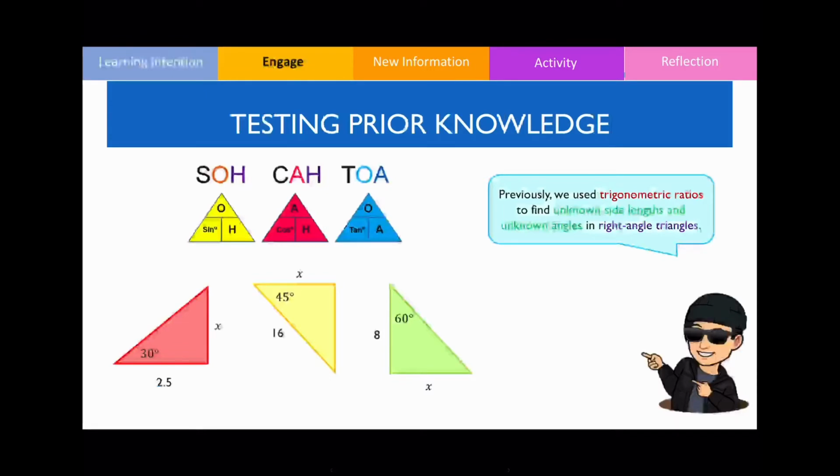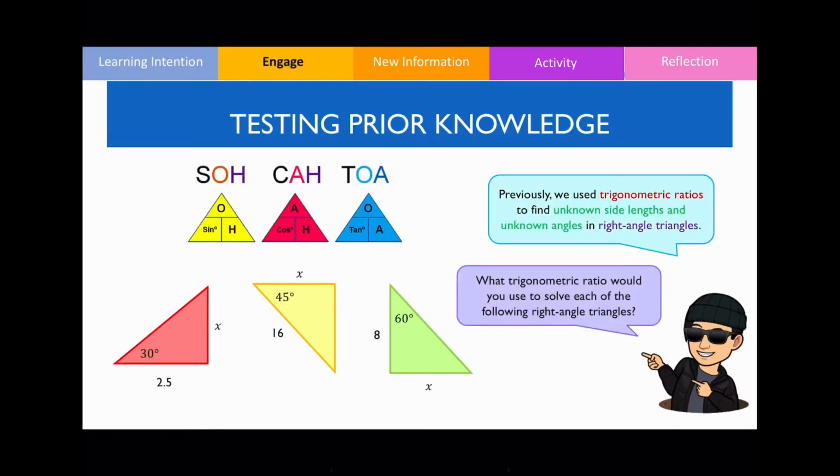So let me test your understanding of what you can recall. I've got 3 triangles down below, and in each of these right angle triangles, I want you to identify which trigonometric ratio you would be using to solve for the missing side length. Are you going to be using sine, cosine, or tan? Give yourself a minute to answer each of these triangles and we'll go through the answers together.